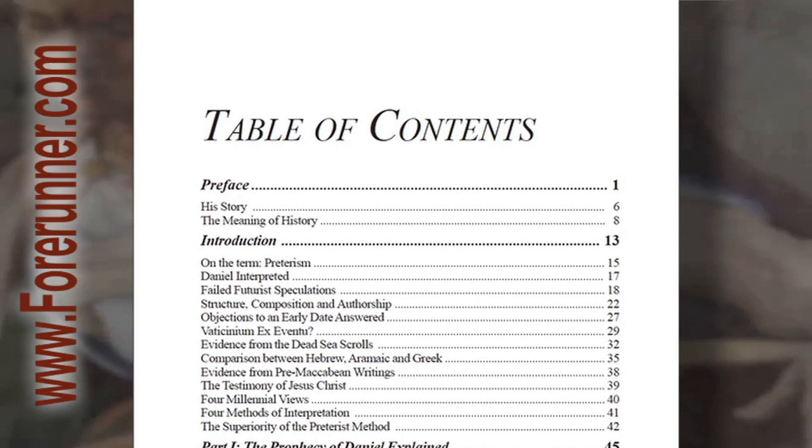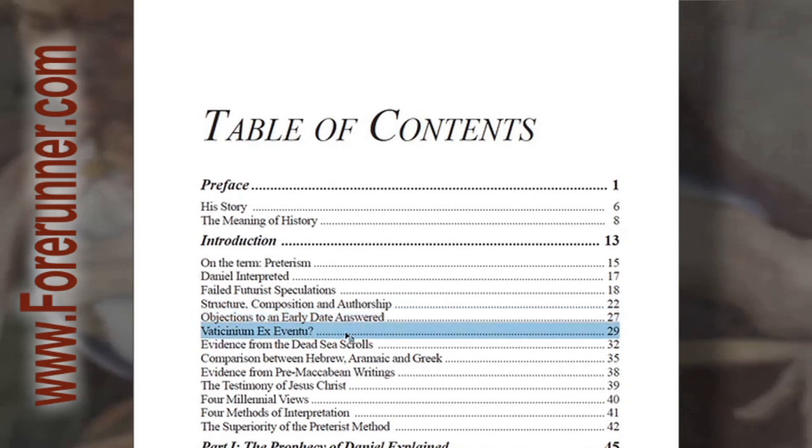First of all, I try to refute futurism, which is the popular eschatology of today. Then we talk about the structure, composition, and authorship of Daniel. Daniel is composed in a series of chiasms. I will be going over that. It was composed by Daniel in the 6th century BC. And there's a lot of objections to the early date of the 6th century BC by liberals, but those are fairly easy to answer from a conservative perspective.